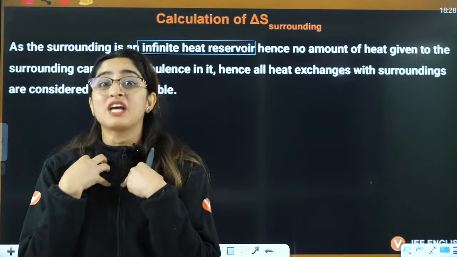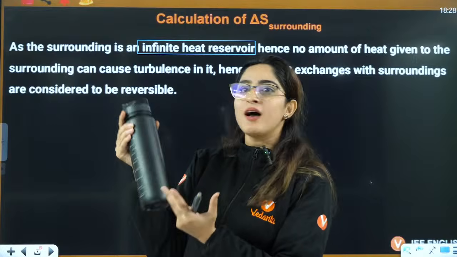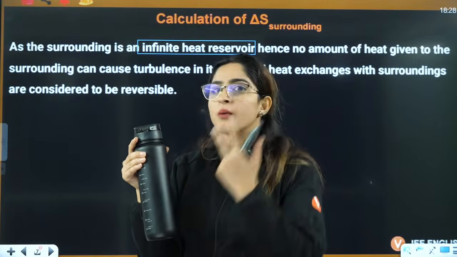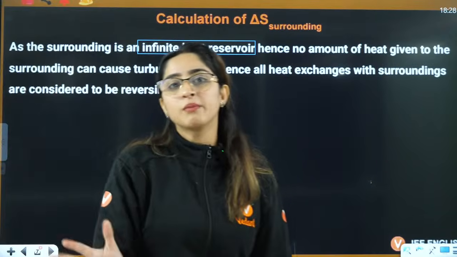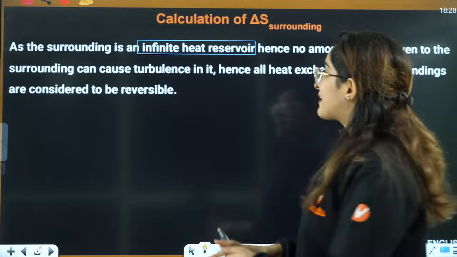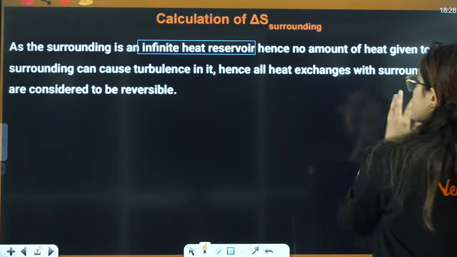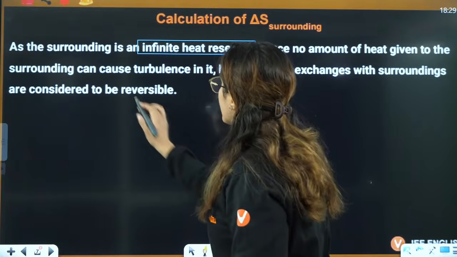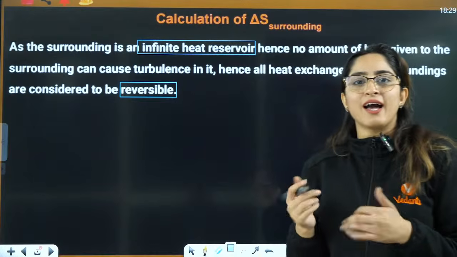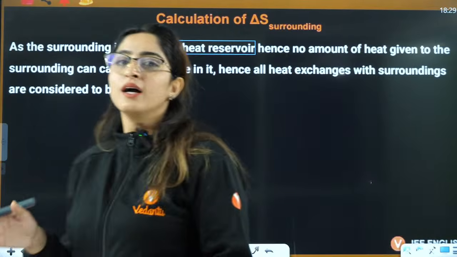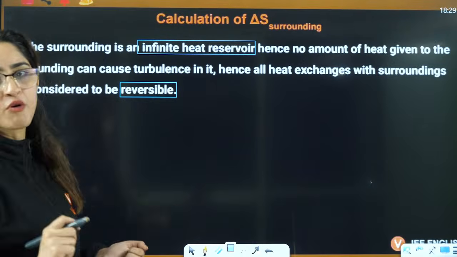In you, the change has occurred. For you, the water in this bottle is so much, but for the ocean, it is nothing. Similarly, for surrounding, that heat is nothing, but for you, it is something, right? And that is why we say it is not going to cause turbulence here. Hence, all the heat exchanges with the surroundings are considered to be reversible. If you give it to the ocean, you can take it back. Ocean is not like, hey bro, I need that. Ocean will be like, I will not do anything with this much amount of heat, right?